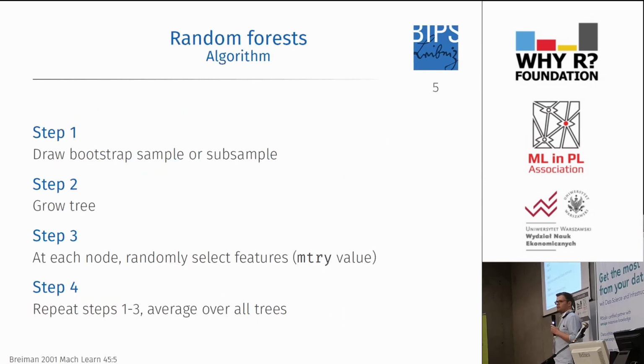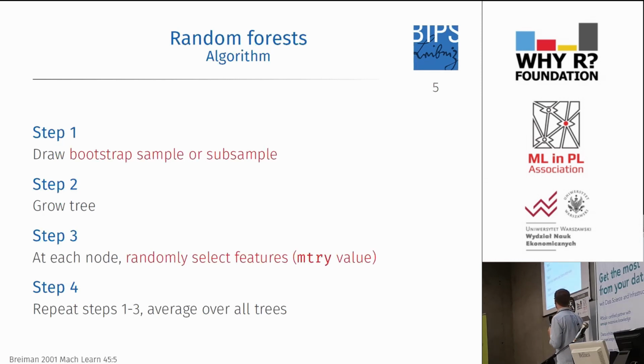There's a slight difference to just creating several trees on the same data. That wouldn't make too much sense, but you create a bootstrap sample or a subsample, grow a tree on that, and additionally select a number of random features at every node. This is the so-called mtry value, and you do that several times.